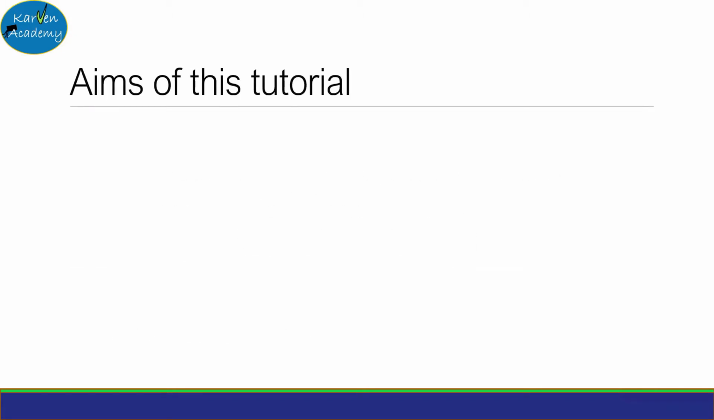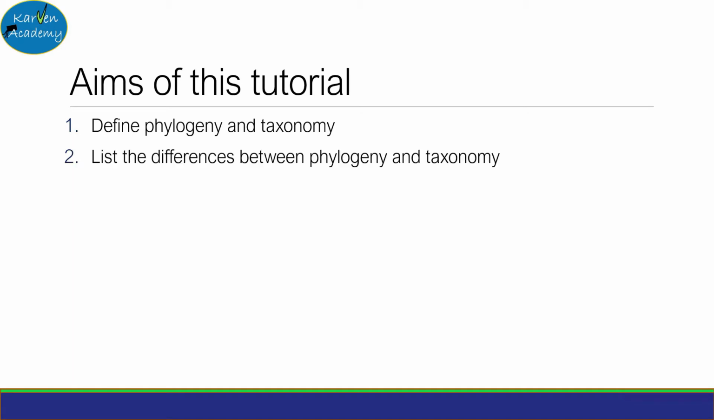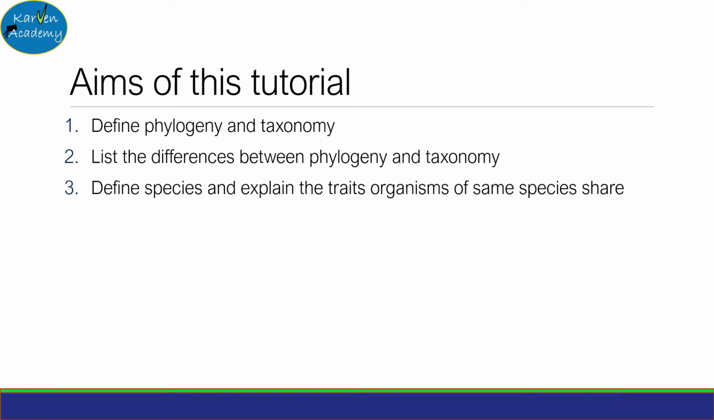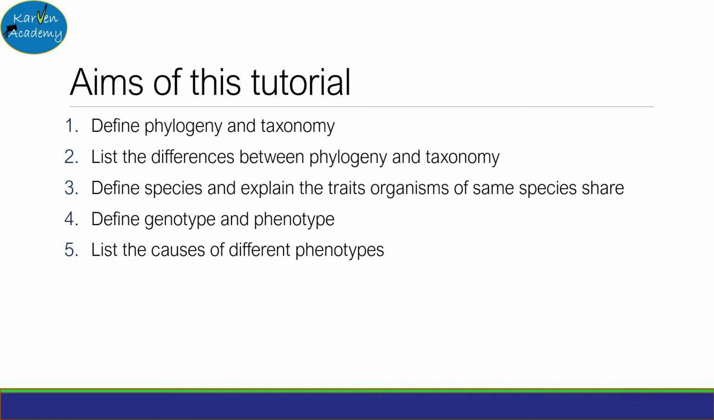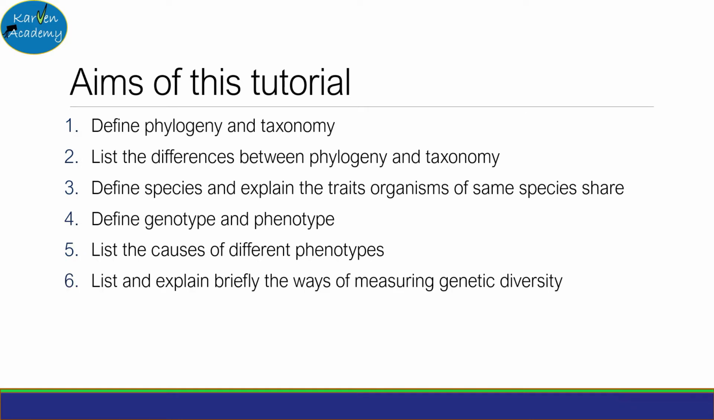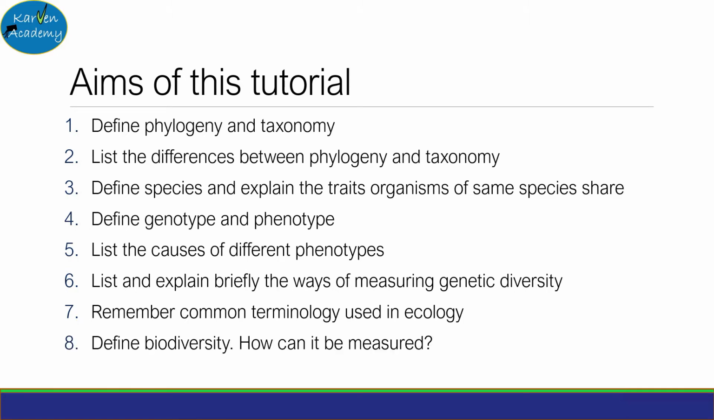The aims of this tutorial are to define what phylogeny and taxonomy are, list the differences between phylogeny and taxonomy, define species and explain the traits organisms of the same species share, define genotype and phenotype, list the causes of different phenotypes, list and explain briefly the ways of measuring genetic diversity, remember common terminology used in ecology, and finally define biodiversity and how it can be measured. So there are a lot of points to cover, so we'll get right into it.